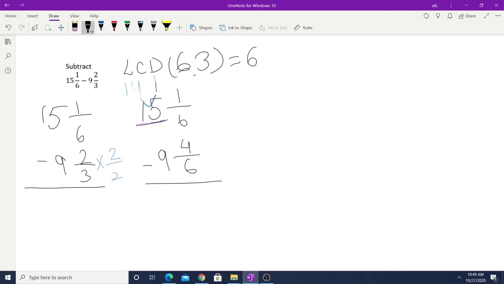When we borrow the 1 for the 1/6, where do you think we need to place that number 1? Should it go in the numerator, on the side, or on the denominator? I want you to think about that, because remember, 1/6 is not a whole, it's a portion.